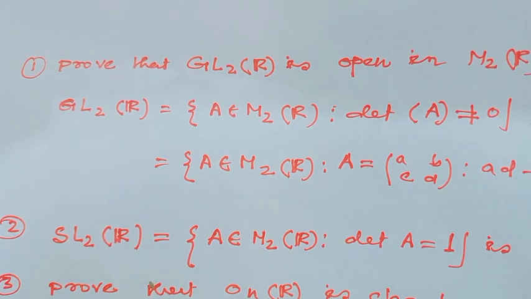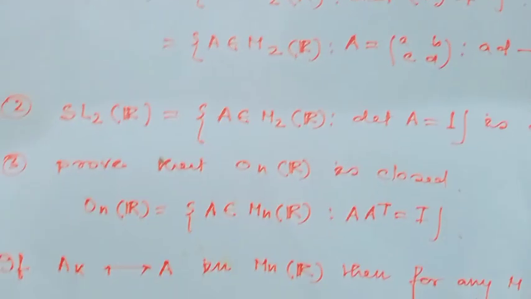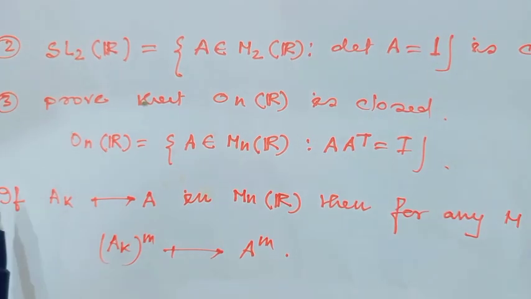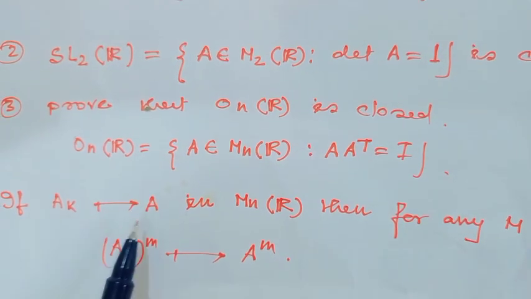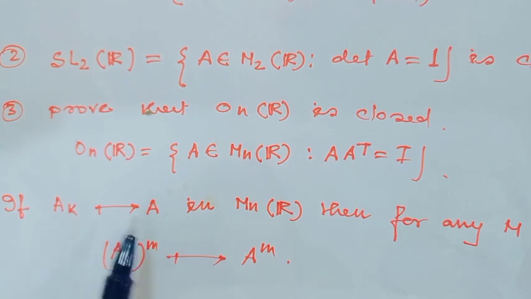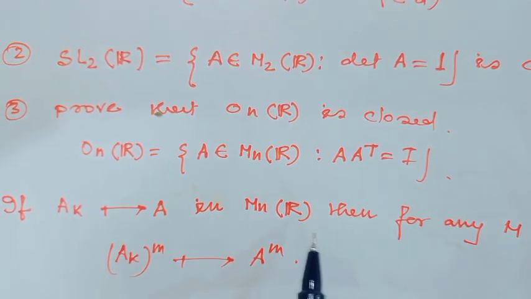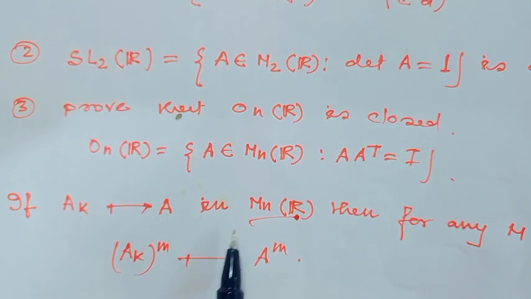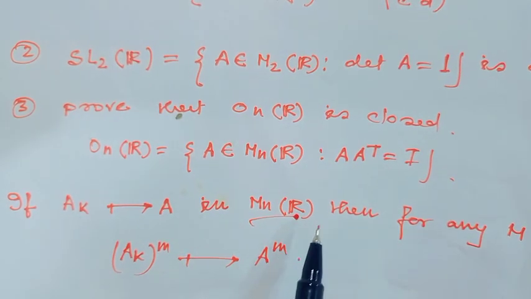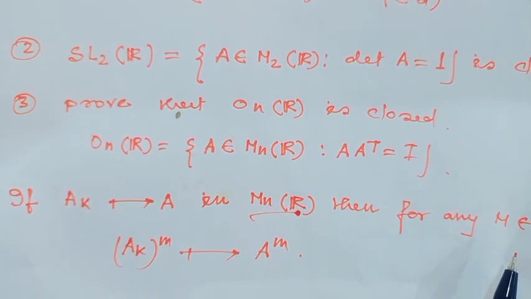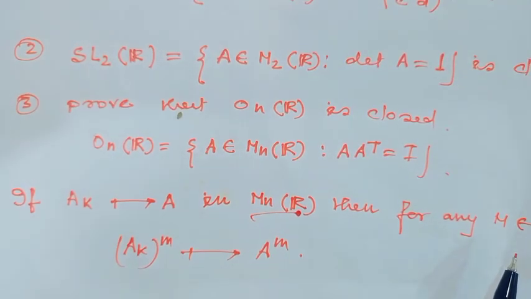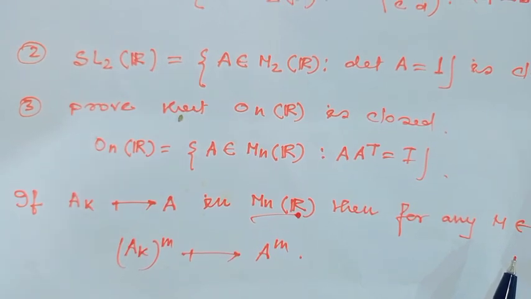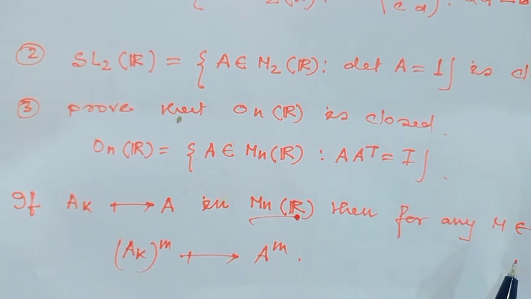Welcome back. Today's goal of this lecture is, at first I will see if A_k converges to the matrix A as k tends to infinity in M_n(R). A_k is the matrix, so obviously this converges in M_n(R). Then for any m belonging to the natural numbers, I will see A_k to the power m converges to A to the power m.